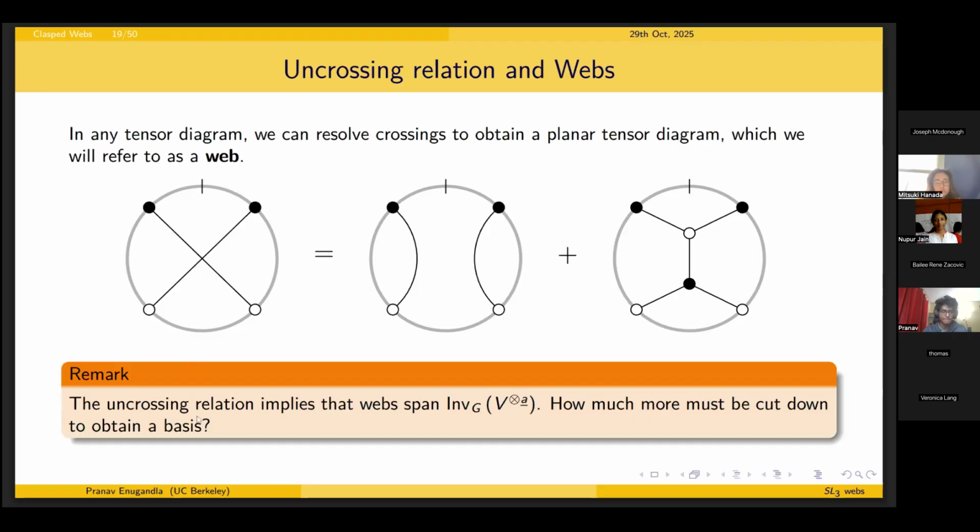So a remark is, we knew that all the tensor diagrams spanned the invariant space. That was the fundamental theorem of invariant theory. But this relation tells me that anytime I have a crossing, I can resolve that as well. So in fact, I don't have to think about all the tensor diagrams. I can restrict to only the webs, which are the planar ones. So now we know that the webs span my invariant space as well. Turns out even these are too many. So we're going to have to cut down even more of these to actually get a basis.